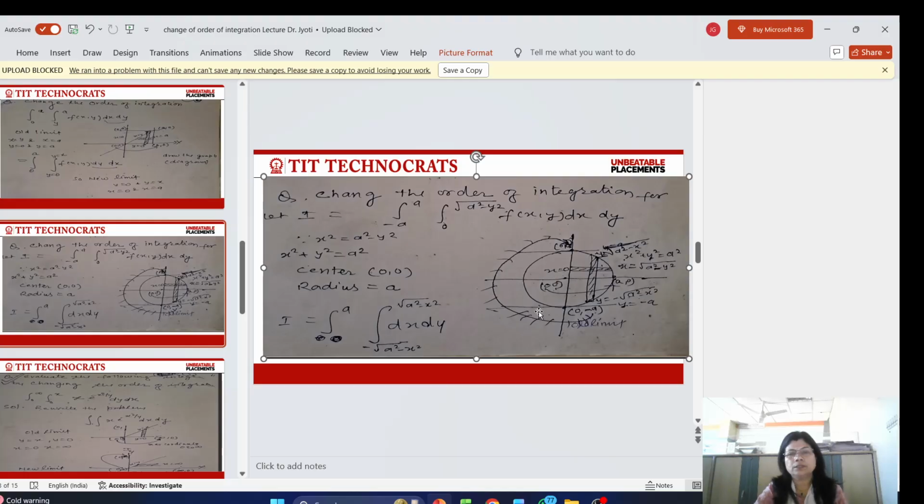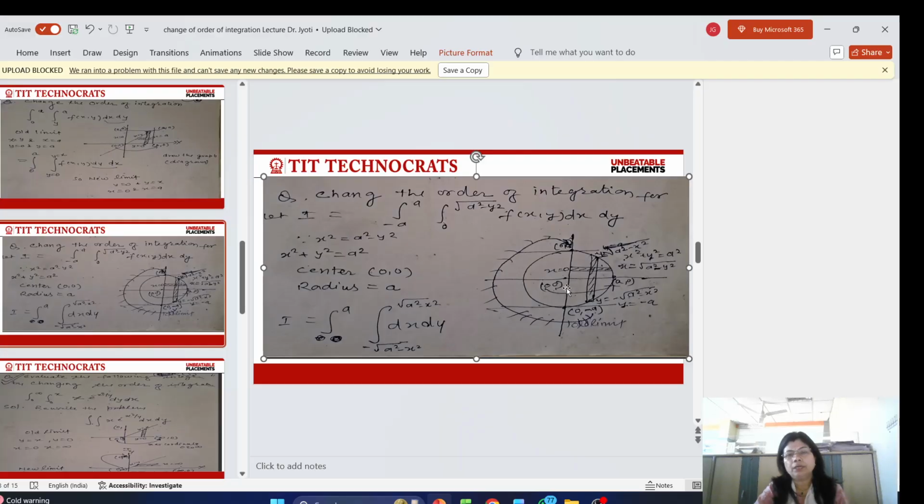So we draw a circle and take a strip, that is x is equal to 0 to x is equal to root of a square minus y square. So that new limit is integration of 0 to a, integration of minus root a square minus x square to root of a square minus x square dx dy.